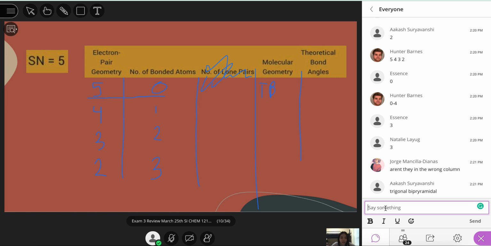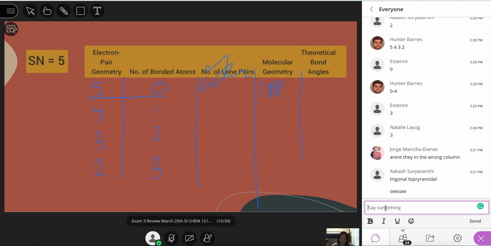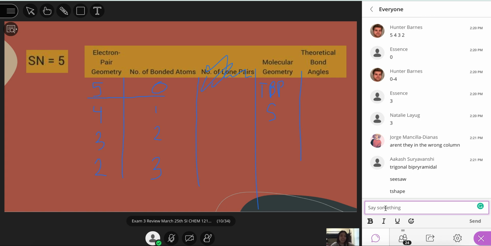So what's the next one? 4, 0, 4, 1, what is that? Seesaw, yep. What about 3, 2? We just did this one too. T-shaped, yep. And the molecules would probably look similar to something like this. Usually they'll have a lone pair or something, and it'll just look like a T. And then 2, 3, what is that?